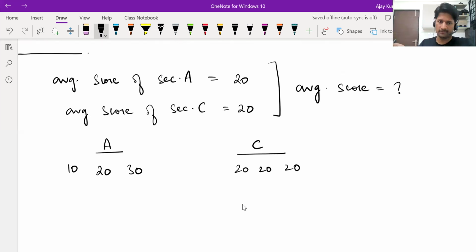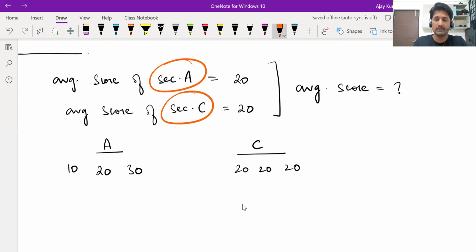Now we want the overall average. If you add all these numbers, the sum is 120, divided by 6 scores. The average will also be 20 itself. It will always be like that. So what I'm effectively saying is, if the average of one interval is the same as the average of another interval, then when you combine those two intervals also, you'll get the same average.